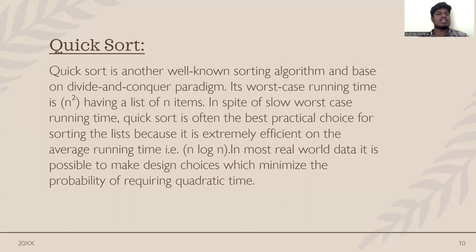Its worst case running time is n square for a list of n items. In spite of the slow worst case running time, quicksort is often the best practical choice for sorting a list because it is extremely efficient on average, with running time n log n. In most real world data, it is possible to make design choices which minimize the probability of requiring quadratic time.